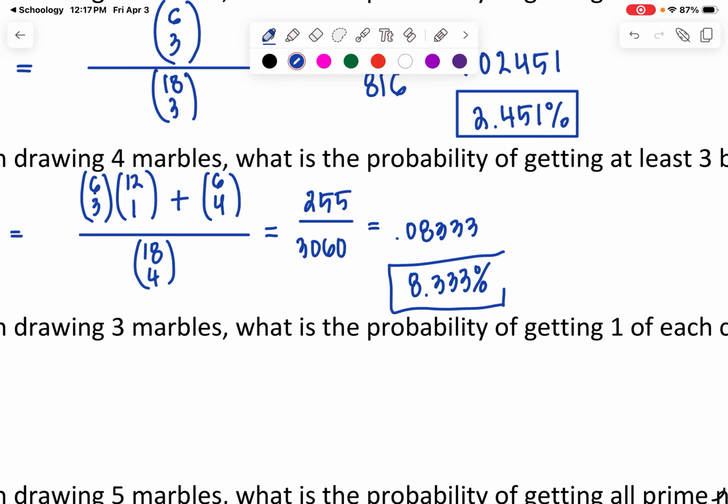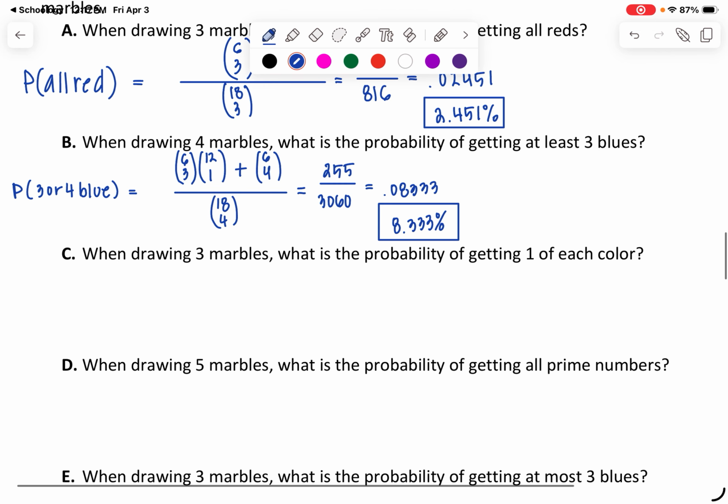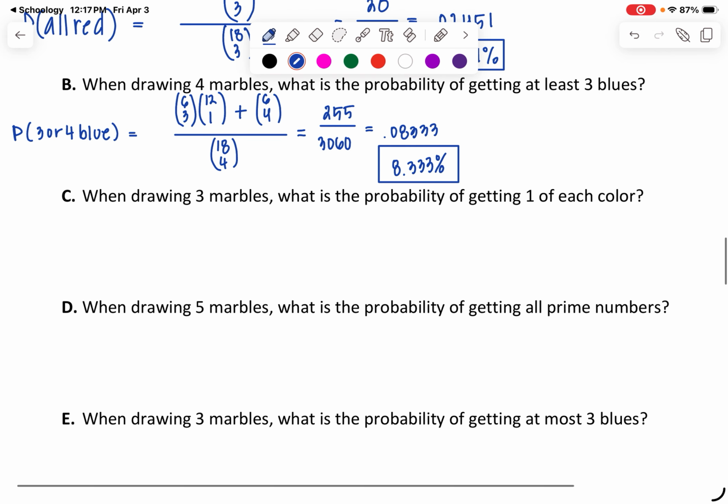Whoa, that was a weird way to make percent, huh? Okay. That video was paused for a long time because I kept typing 18 choose 3 in my calculator like the last one. Gotta pay attention.